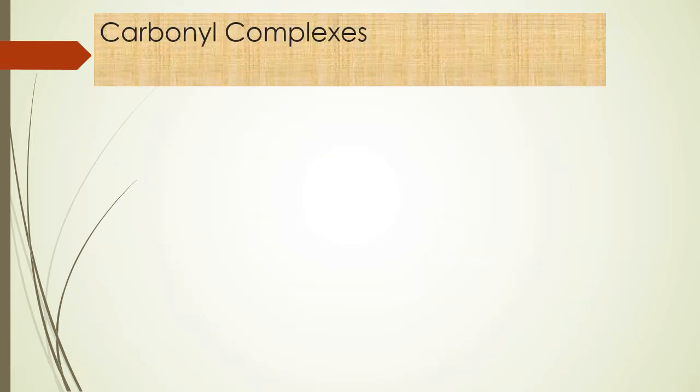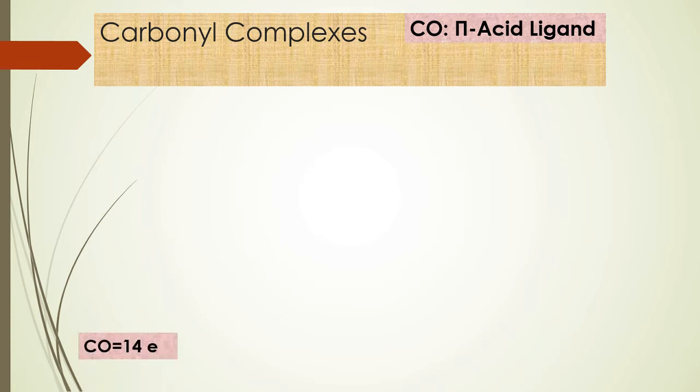Now these compounds are generally carbonyl complexes. So this carbon comes from carbon monoxide. These are very important pi acid ligands. Carbon monoxide offers a very good example of forming a pi bond in addition to a sigma bond with the metal. Generally the metals used are transition metals or inner transition metals.